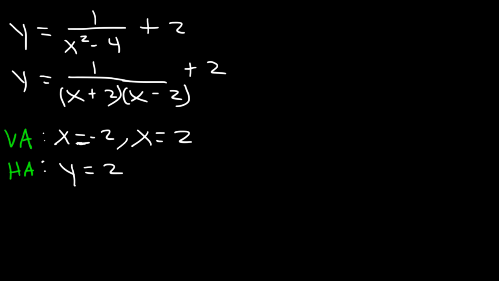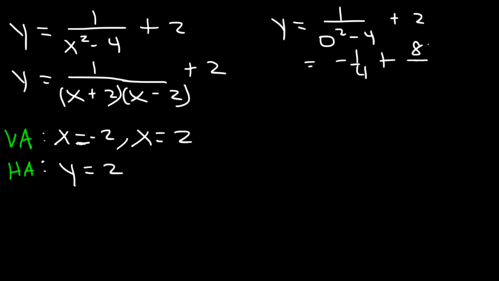Now, let's find the y-intercept. Let's plug in 0. So it's 1 over 0 squared minus 4, plus 2. So that's negative 1/4 plus 2. 2 is the same as 8 over 4. Negative 1 plus 8 is 7. So we get 7 over 4. So that's going to be the y-intercept. So it's (0, 7/4). 7 over 4 is about 1.75.